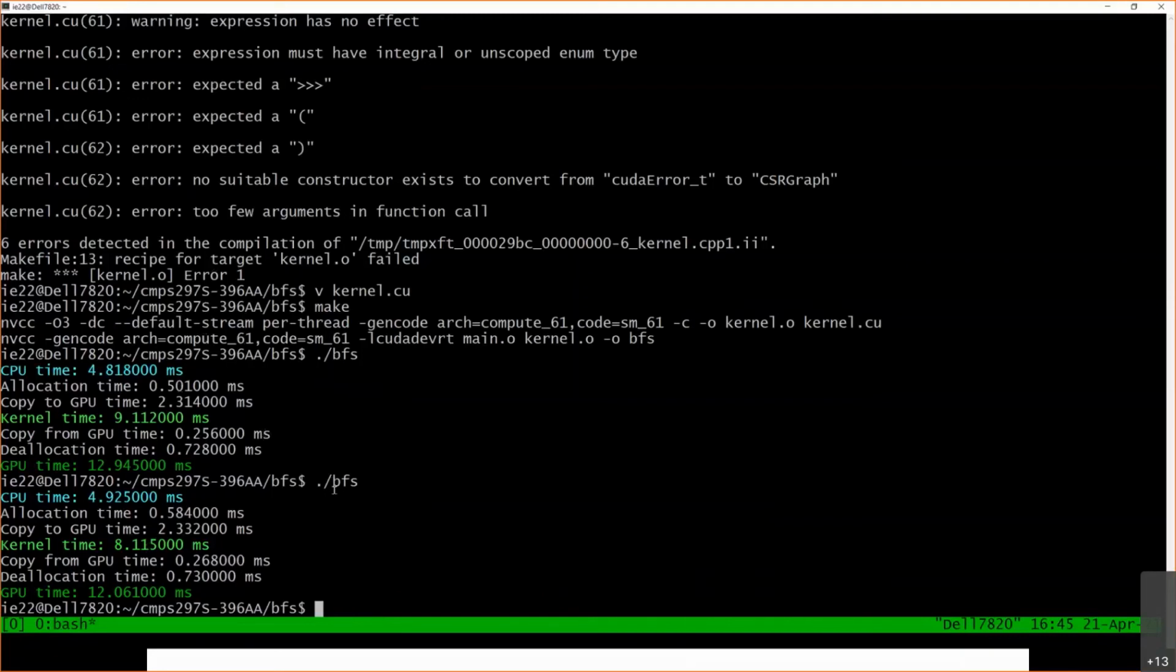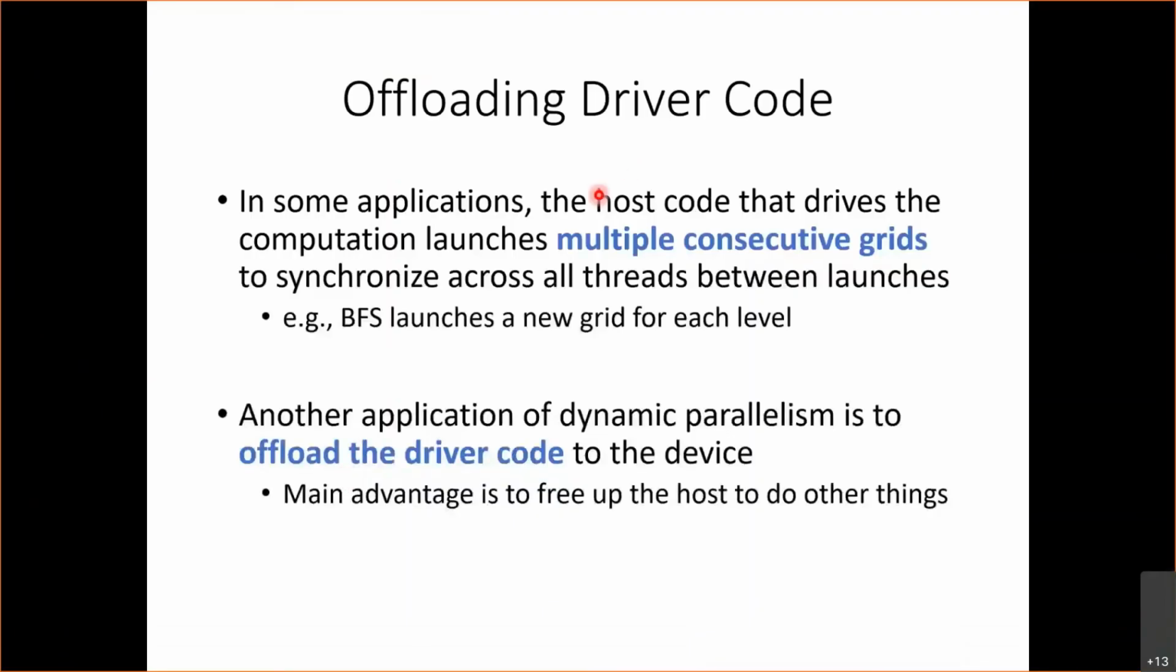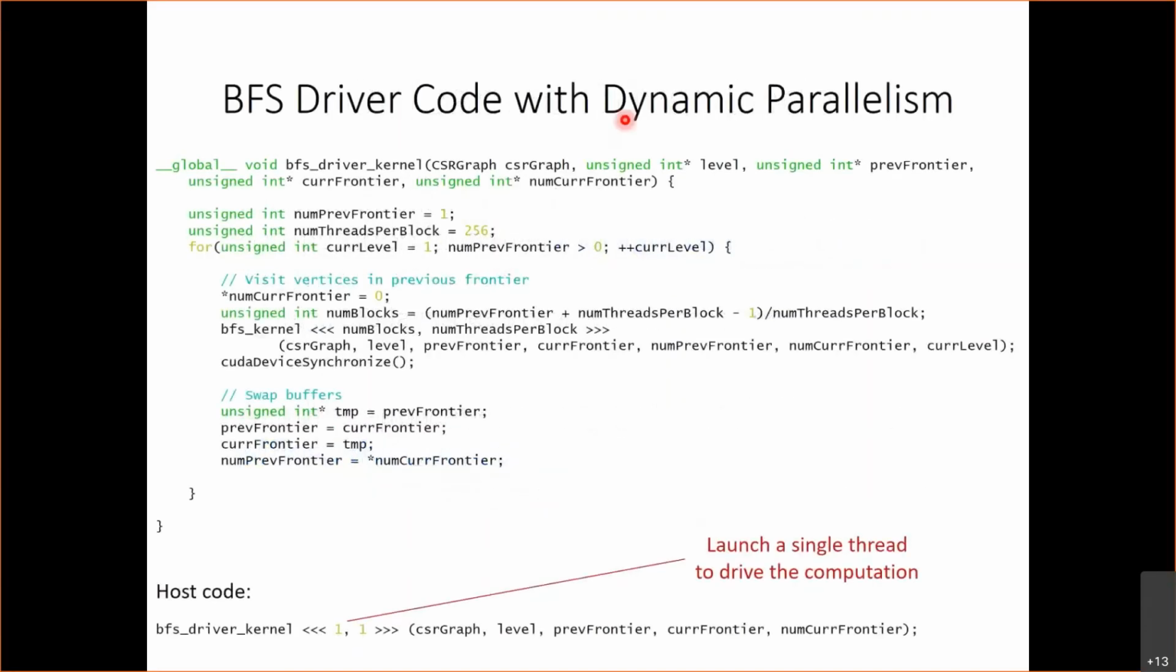But in general, this idea of offloading the driver code to the GPU is useful whenever we want to free up the host to do other things. If we don't care about freeing up the host to do other things, maybe it's not worth the added complexity to our code, and maybe it doesn't give us any performance. All right, so this is the code that uses dynamic parallelism, with a single thread, to offload the driver code to the GPU.